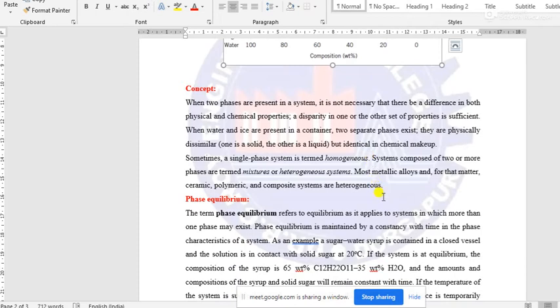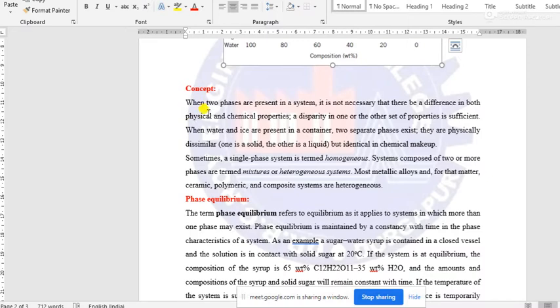Now coming to the next part, the concept of phase diagram. The module name is phase diagram. Obviously you have to understand the concept of phase diagram. To understand the phase diagram, first of all you have to understand the concept of phases. Phases are nothing but the two different components or two different compounds which are not in homogeneous condition. Those are called phases.